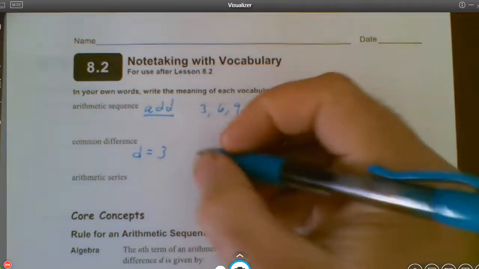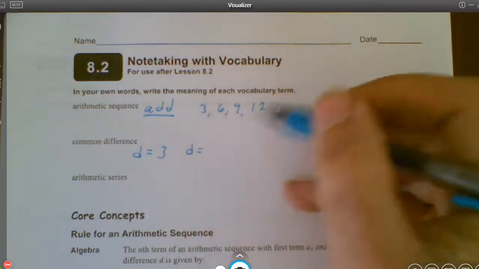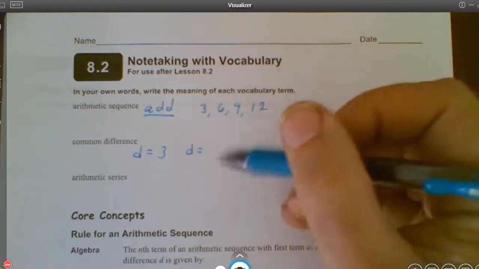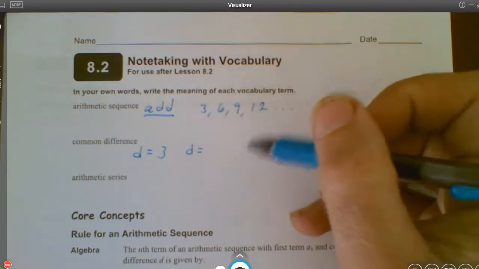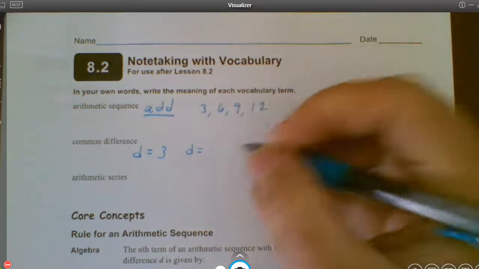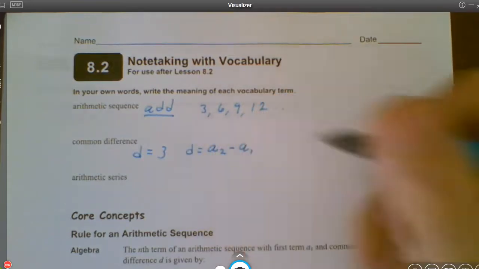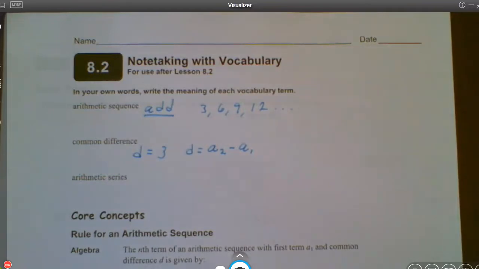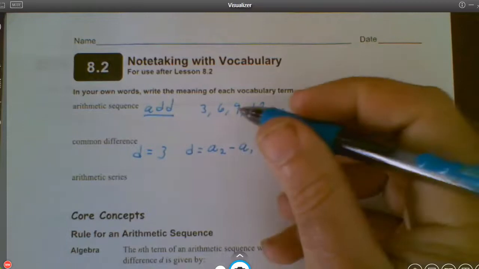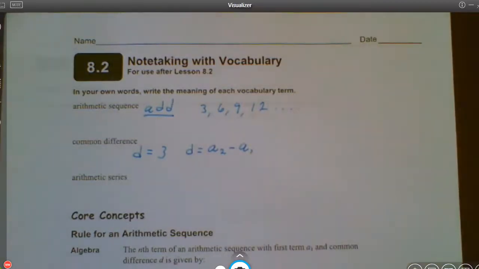When in doubt, a common difference can always be found by doing any term minus the previous term. So I could do 6 minus 3 to get it. I could do 9 minus 6 to get it. I could do 12 minus 9 to get it. I could do any term minus the previous term. So I just say second term minus the first term. If you get stuck, like maybe these are fractions or decimals or negatives, whatever, and you're not sure, just do any term minus the previous term, and you'll get your common difference.